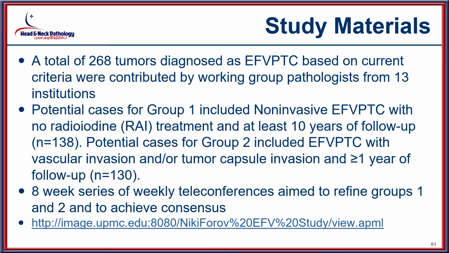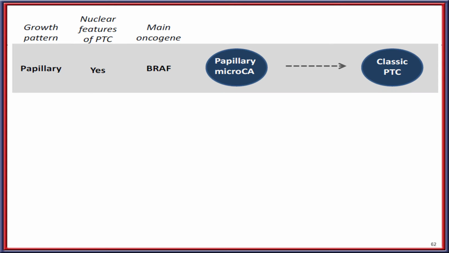So with the study materials, 268 cases were reviewed by everyone. They were put into these 2 different groups based on therapeutic options as well as the overall long-term follow-up. And we went through a whole variety of different weekly conferences in order to refine these particular groups. And you're still welcome to go and look at all 268 cases that were incorporated into the study if you would like to. So ultimately, if you think about it, one has a tumor that is a papillary growth pattern with the nuclear features of papillary, almost always associated with a BRAF mutation.